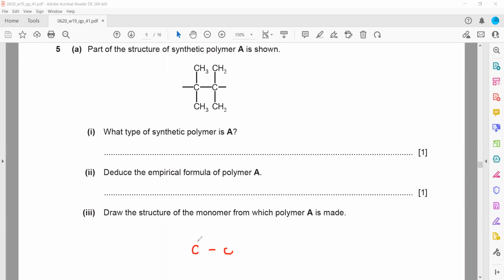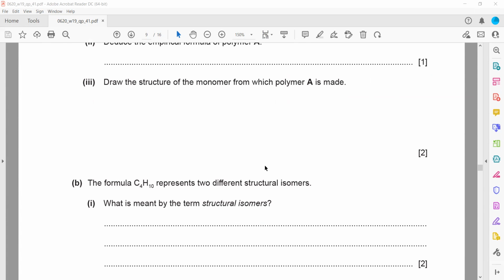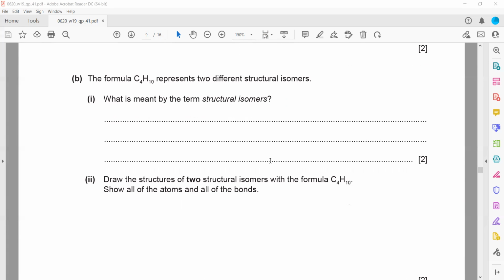So we draw as it is, what appeared now. 2 carbon atoms are there. This will be CH3, this will be CH3, this will be CH3, this is also CH3. And between the 2 carbon atoms there is a double bond, so there will be C double bonded with C. Because a monomer should have a double bond. In a polymer you break the double bond and link the small molecules together. So from the polymer, we can deduce the structure of a monomer as well.